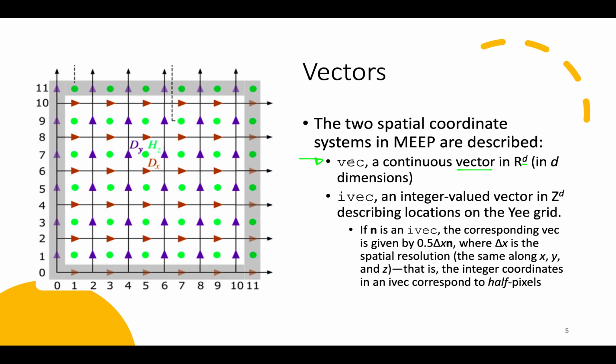What is the difference between Vec and IVec? Well, the difference is that IVec is only for integer values, vectors. So, for instance, if we want to describe location in the E-grid, we are going to use IVec.